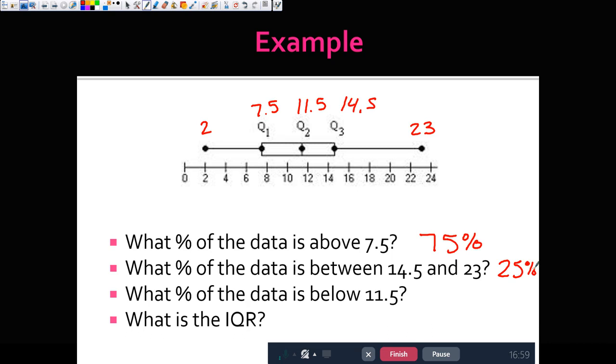And then this is the newer part that we use with box and whisker plots. It's called the interquartile range. We've talked about range, which is the difference between the highest and lowest number. Well, our interquartile range is the difference between our box here. So it's going to be 14.5 minus 7.5, which is 7. So we're going to take 14.5 and subtract 7.5. We're taking our upper quartile and subtracting our lower quartile.